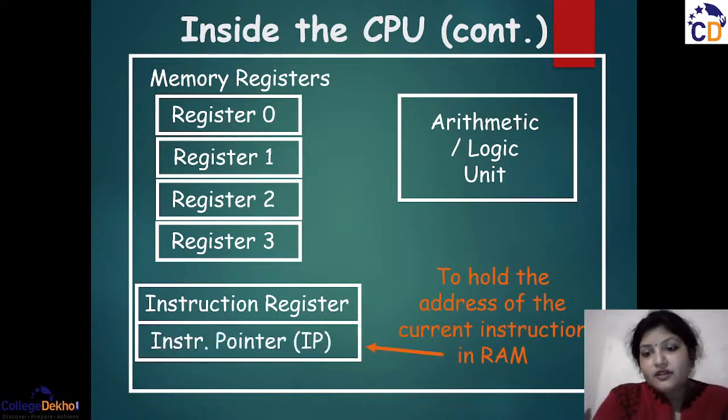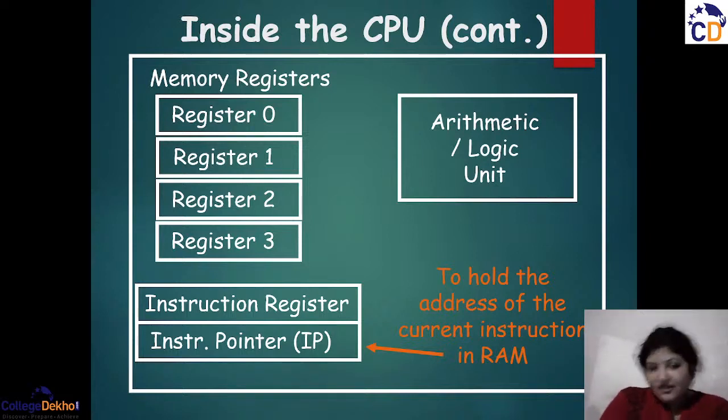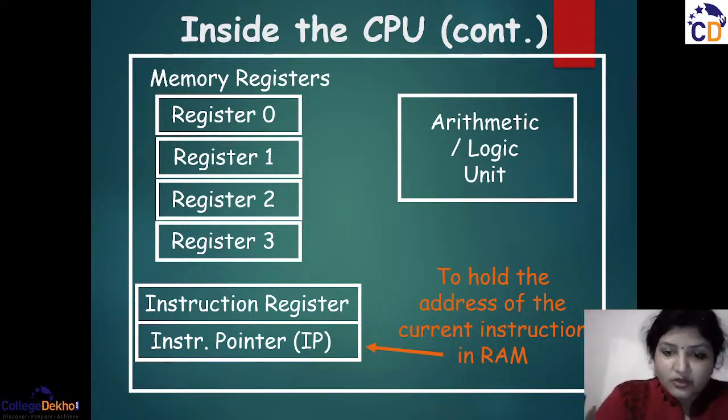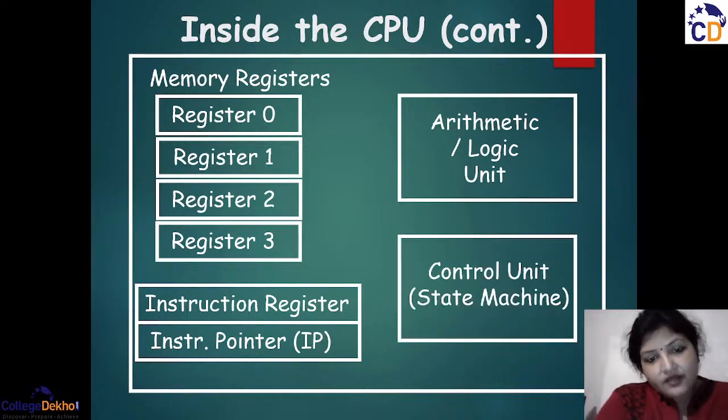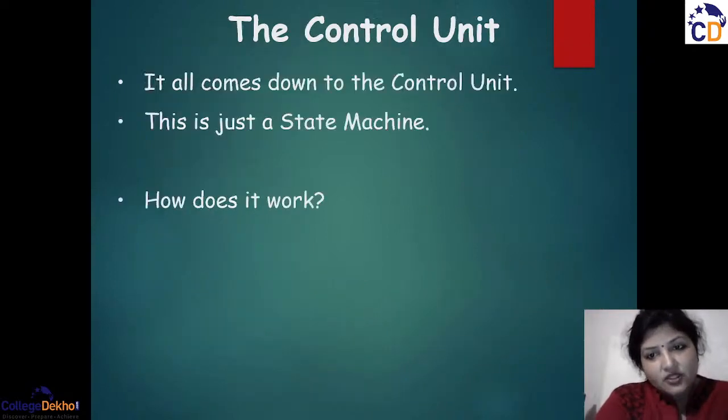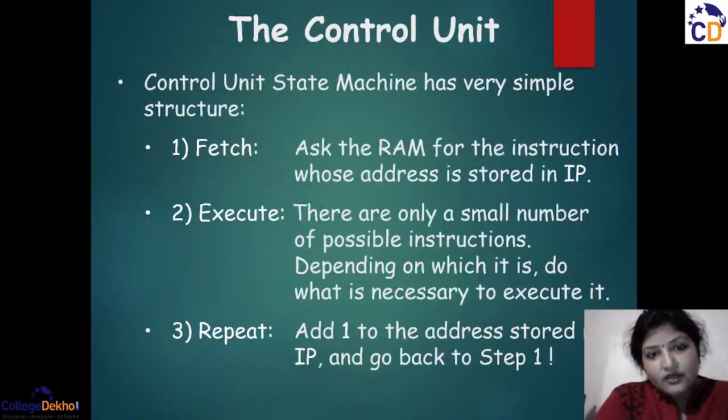The most important, there are two terms we have come across, that is instruction register, which is holding the current instruction. Now the instruction pointer, what do you mean by pointer? Pointer is holding some address, so it is holding the address of the next instruction to be executed, or you may say the address of the current instruction in RAM. Then control unit, control state machine, which has its own working.